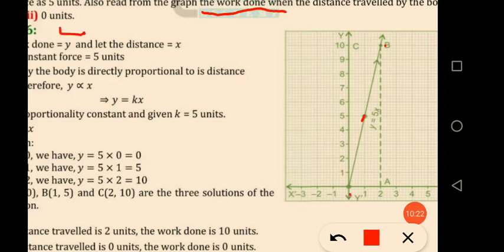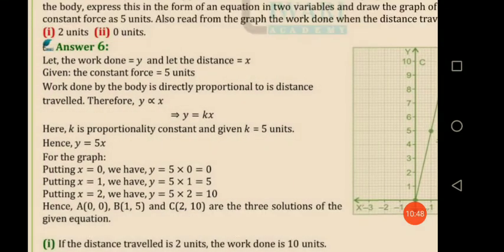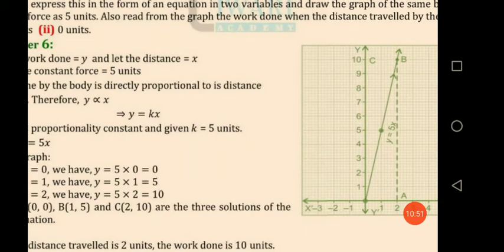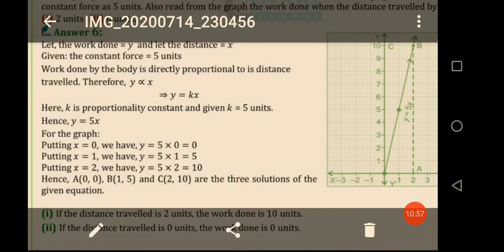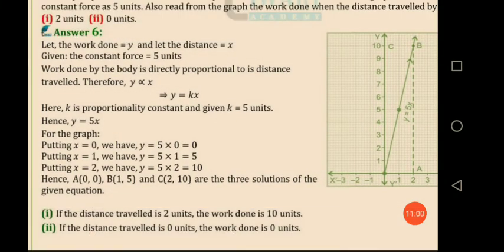Then it says also read from the graph the work done when the distance traveled is 0 unit. If distance traveled is 0 unit, which means x is 0, then y is also 0. So when x is 0, at the same time y is also 0. So the work done is 0. One more thing is there, when the distance traveled is 2 units, we come to know that the value of y is 10, hence the work done is 10. Got it?